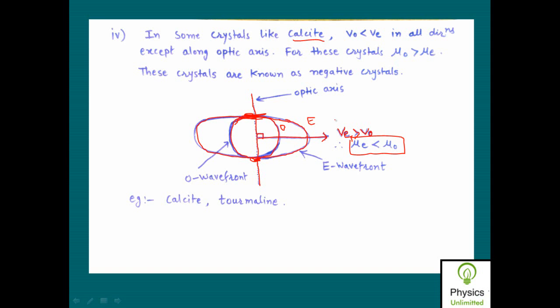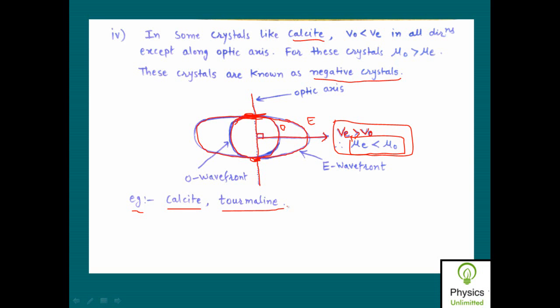So certain crystals in which VE is greater than VO, or mu E is less than mu O, such crystals are termed as negative crystals, and calcite and tourmaline are the examples of negative crystal.